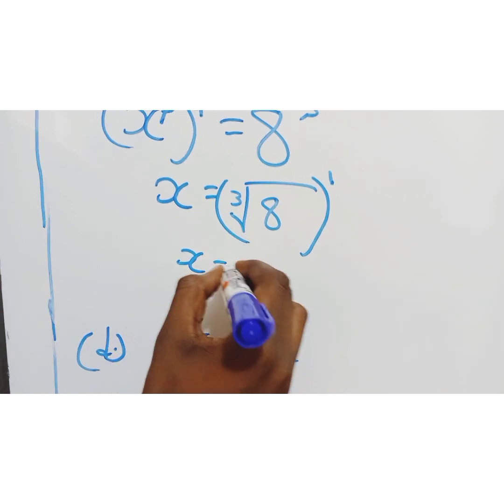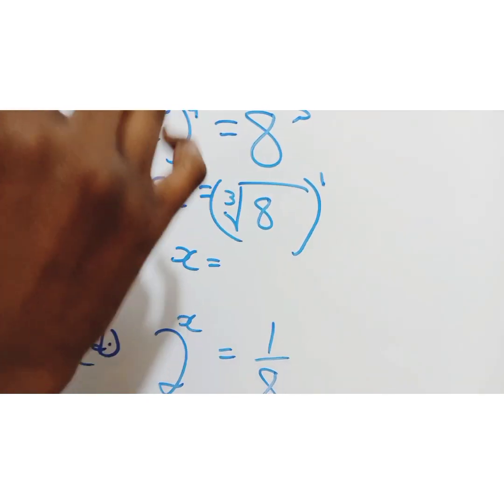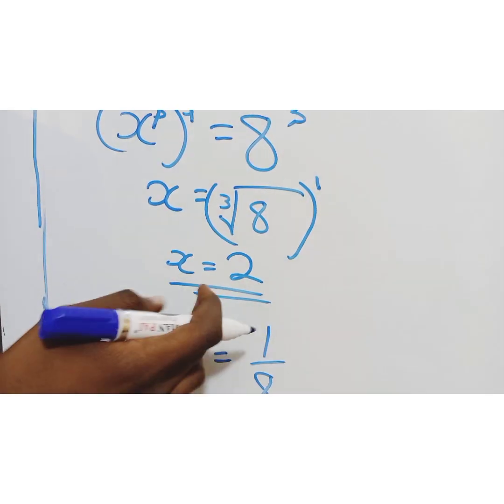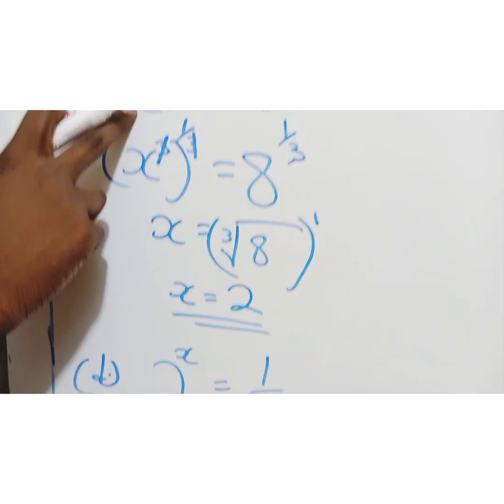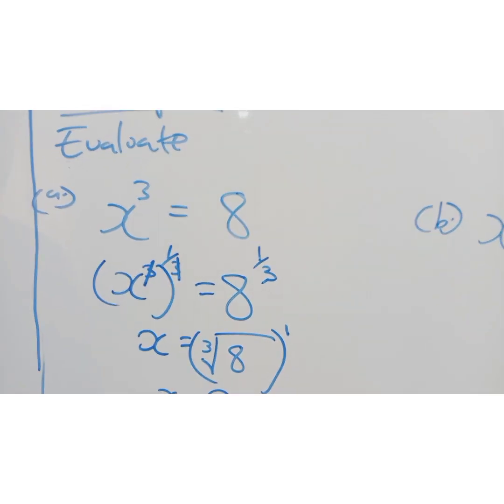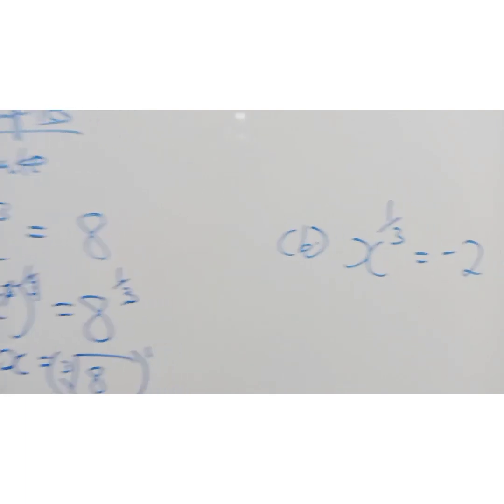So you have x is equals to what number if you multiply it by itself 3 times gives you 8? It is 2. So your answer is 2. This can even be proven if you put 2 here, 2 to the power 3 is 8. But you need to show your working, yeah? Let's come here. I want you to get it.